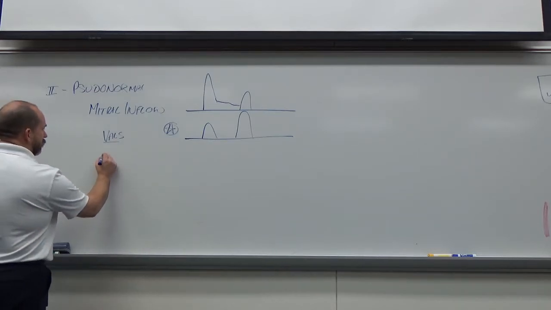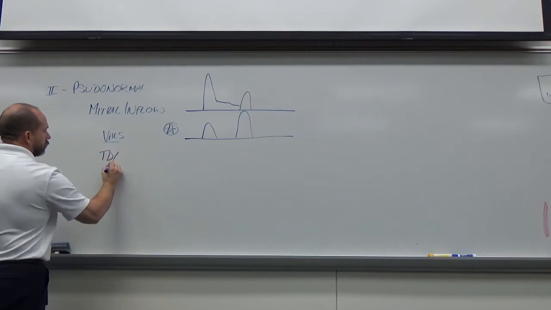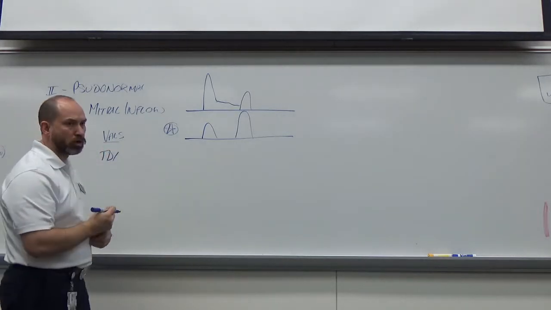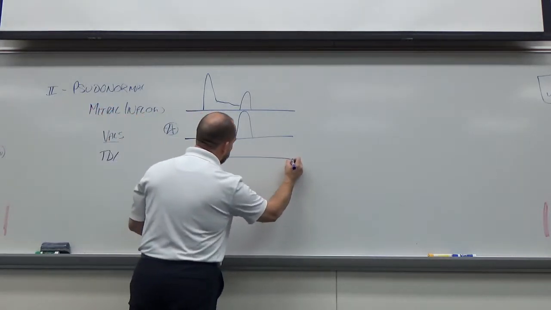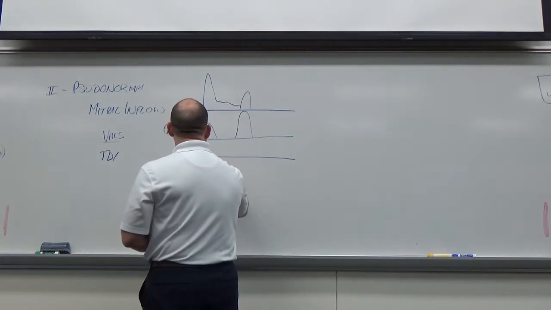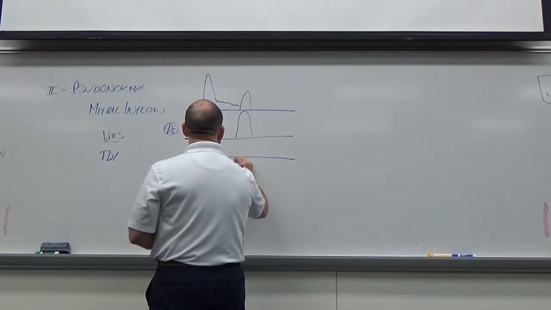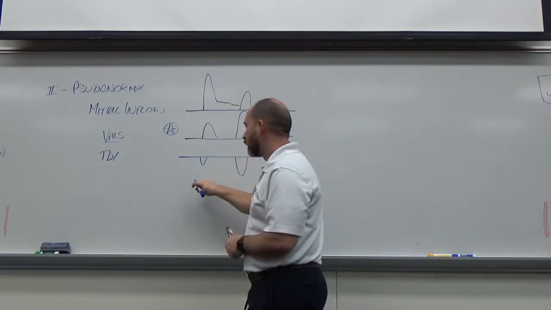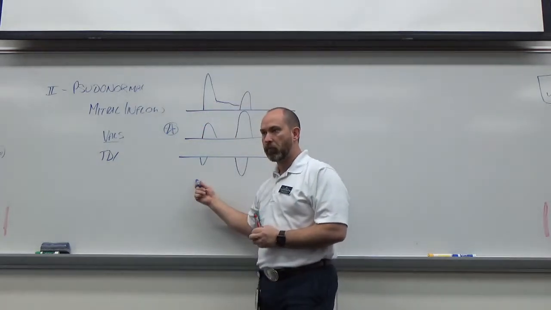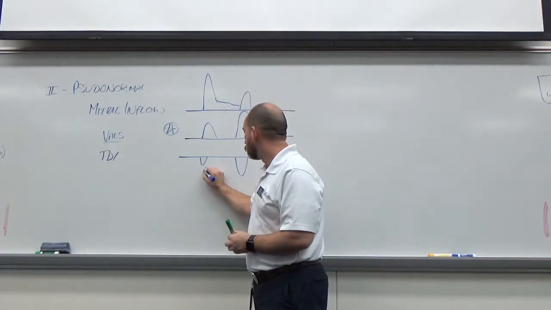Then we got tissue Doppler next. What do we see in tissue Doppler? Basically a mirror image of your Valsalva. Yes, a mirror image of Valsalva. So the relationship of E and A, E is smaller.